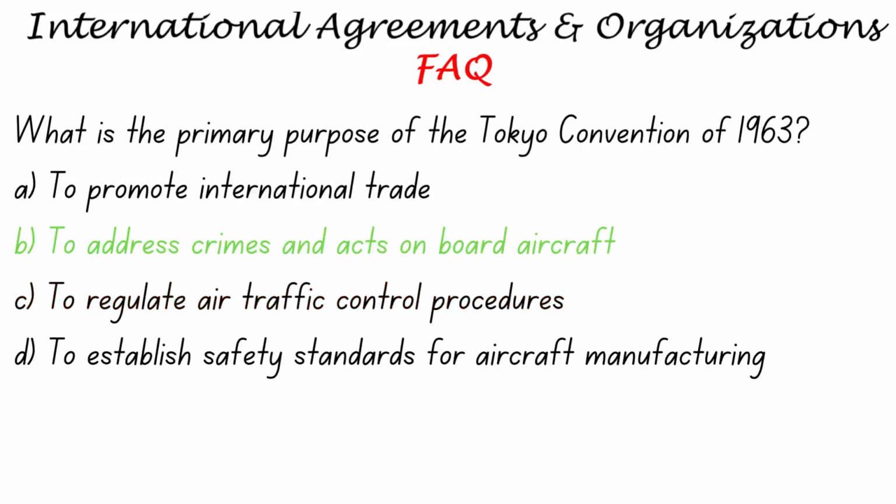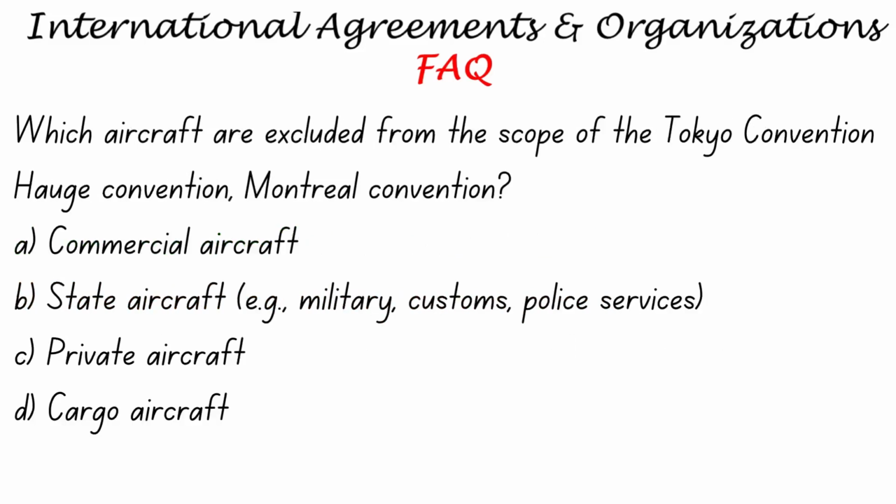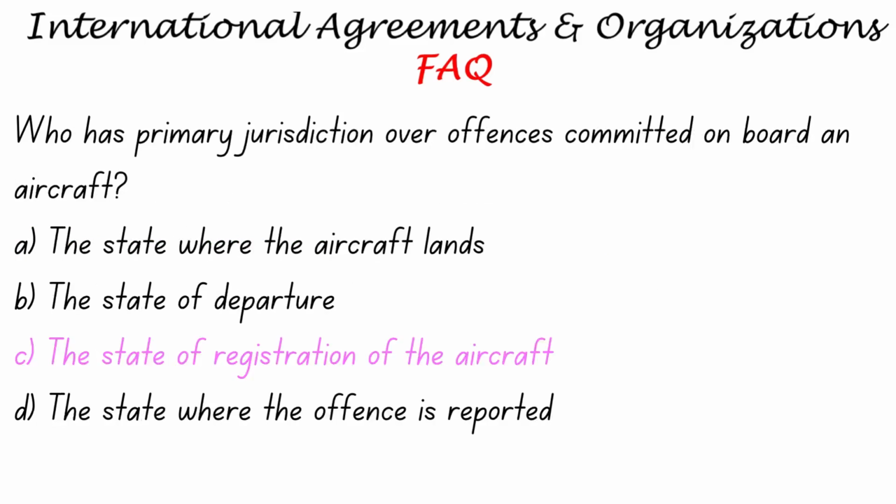The primary purpose of the Tokyo Convention of 1963 is to address crimes and acts on board aircraft. The Tokyo Convention, the Hague Convention, and the Montreal Convention do not apply to aircraft used in military, customs or police services. As per the Tokyo Convention, the state of registration of the aircraft has primary jurisdiction over offenses committed on board an aircraft.